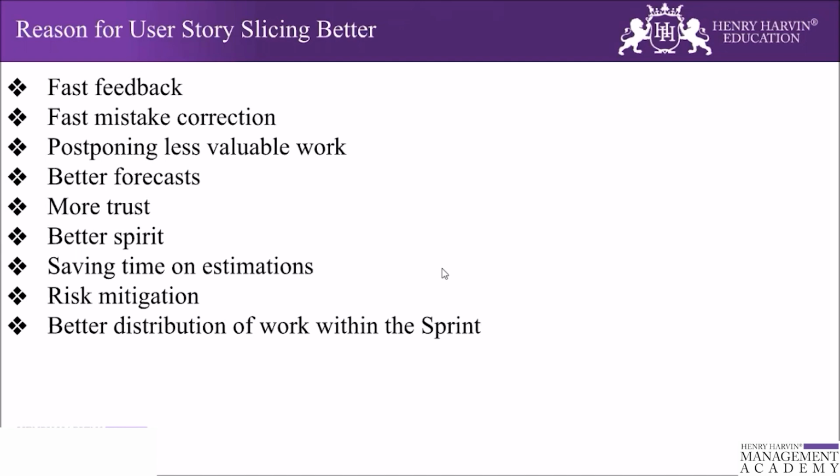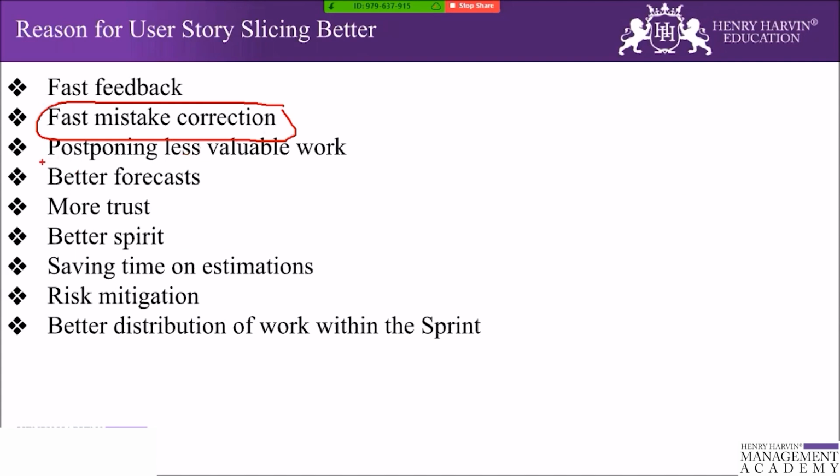The second is fast mistake correction, which means it is important to note that a developer remembers the code he has written in the last 24 hours perfectly well. If during this time he receives a comment from another team member or some issue is found, he will be able to correct things very fast. And if the story is large and spans various other modules within the code, then it becomes a little difficult to identify which area of the code is buggy or where the defect has arrived from.